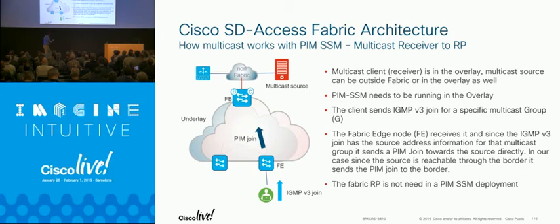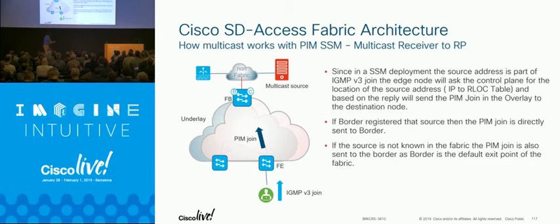So what this fabric edge node is going to do is ask the control plane node, hey, where is that source located? Right? Now, let's assume for a second that the source is located behind the border node. So this fabric edge node is directly going to send the PIM join to the fabric border node. And that's how ASM versus SSM works, right? In SSM, you have an S,G join. In ASM, you have a star,G join. Okay? Now, this is how your multicast receivers join the fabric.